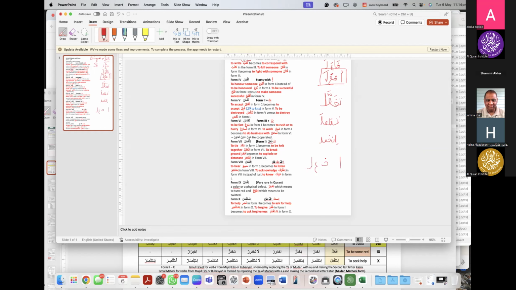And then this fa will become sukun because it's becoming one word here. If ta is extra, it's coming here, ifta'ala. You'll be very, very familiar with this very soon, inshallah, if you remember this way how the verbs derive from one to another. So it is also unique here.